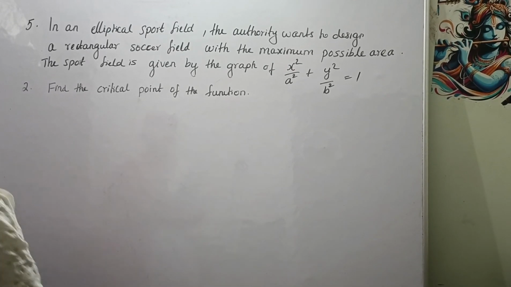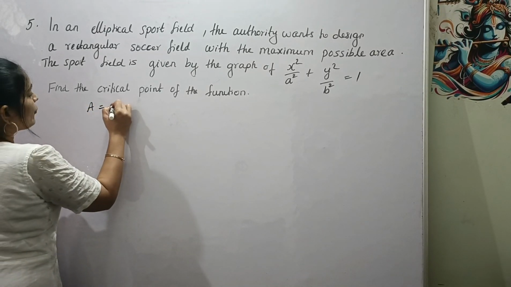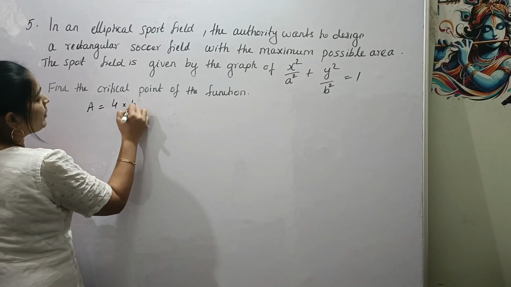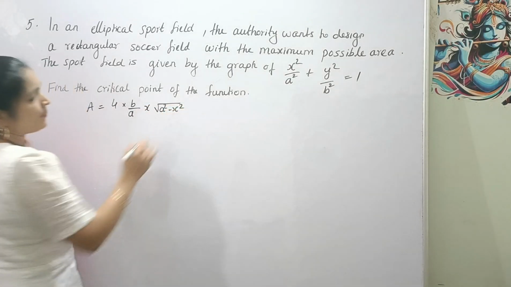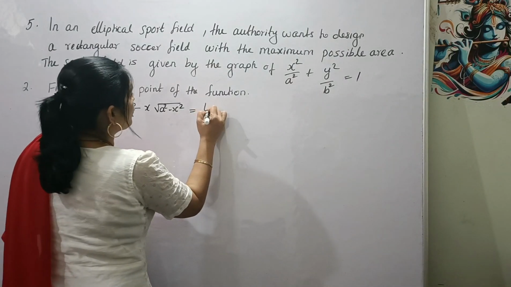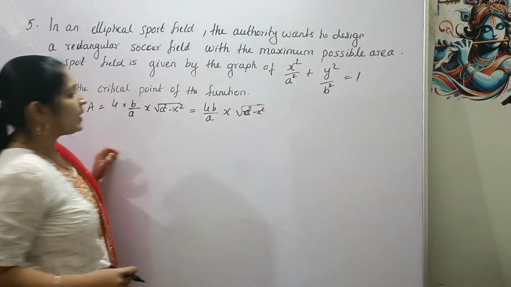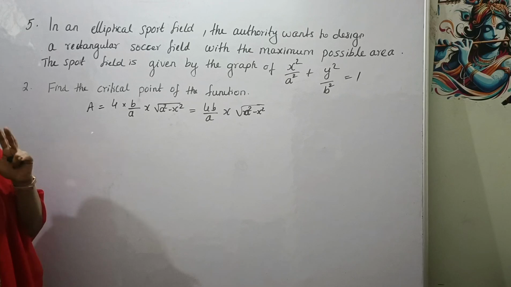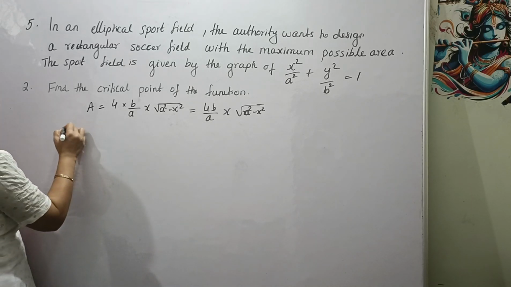Next question, find the critical point of the function. That is, function means area function. Okay. So in the first question we have got area is equal to 4(b/a)x√(a² − x²), right? Okay, it is the area function. So here we have to find the critical point. We know that to find the critical point we need to find the derivative, that is dA/dx.